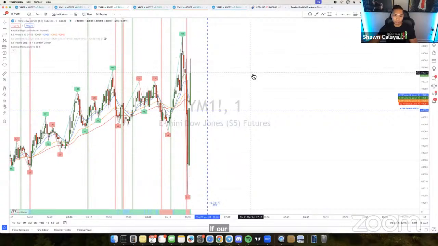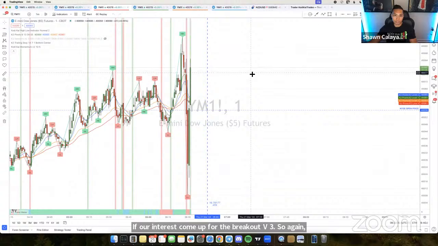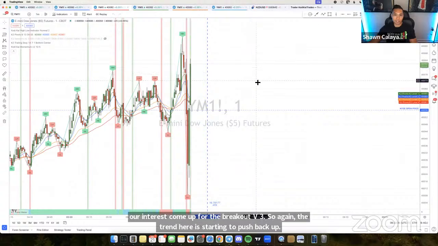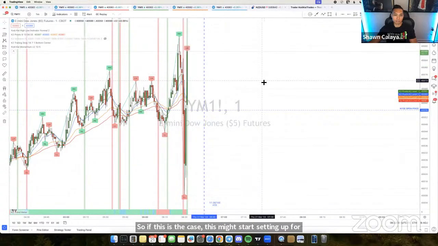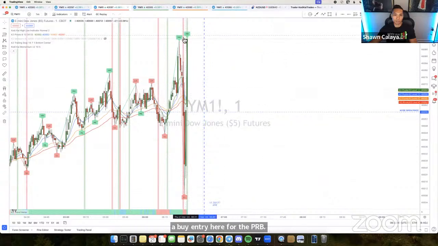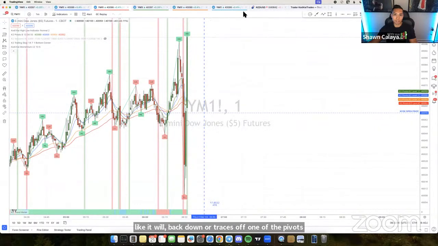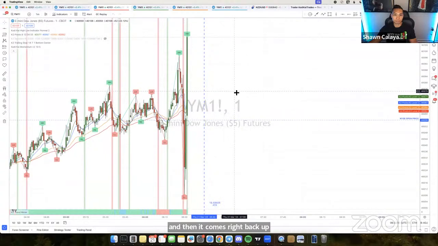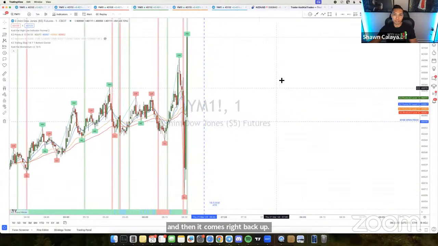So again, the trend here is starting to push back up. If this is the case, this might start setting up for a buy entry here for the PRB. I'll keep looking for the PRB, but there's no entry here yet. If price ends up closing up here, which it looks like it will, we'll see if price swings back down, retraces off one of the pivots, and then comes right back up. That's what we'll be looking for there. So there's no rejection here yet. That's going to be the first step.